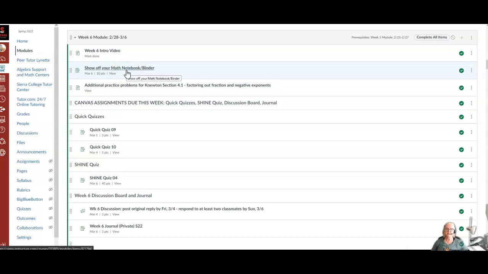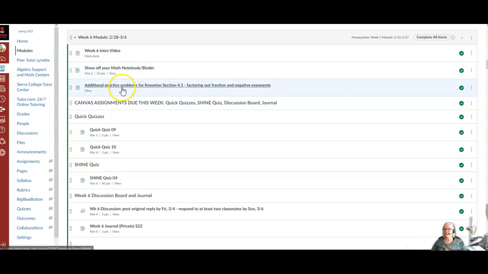Show off your math notebook and binder now that you've been using it for 5 weeks. I'd like to see how it's going. Show me your organization and how it's working. So take enough photos that I can see your organization and submit them, or you can do a video if you have a webcam. A lot of students find the easiest way to do this is to hold their binder up and show me on their webcam.